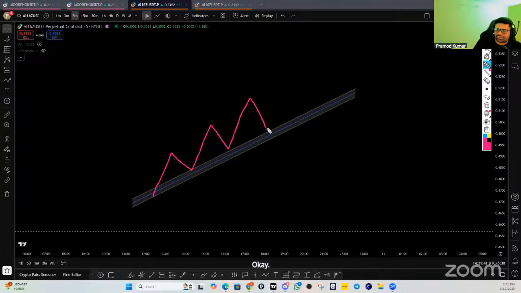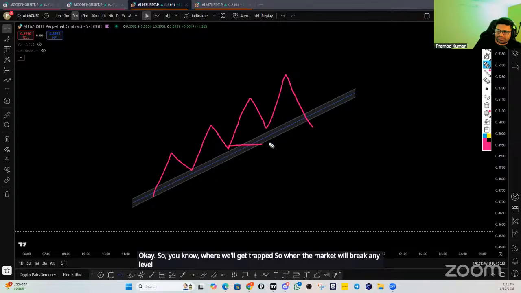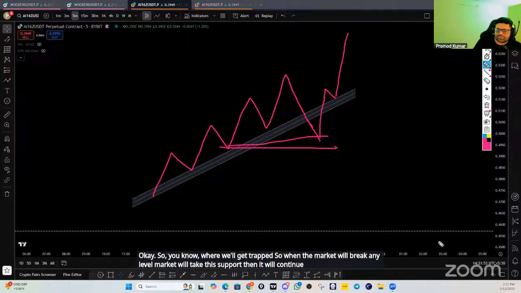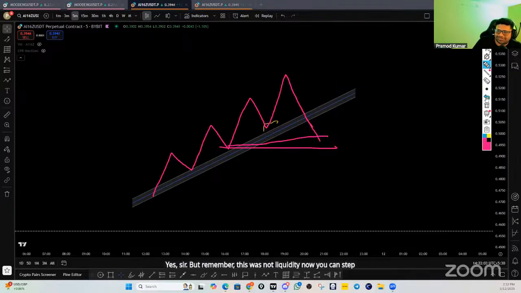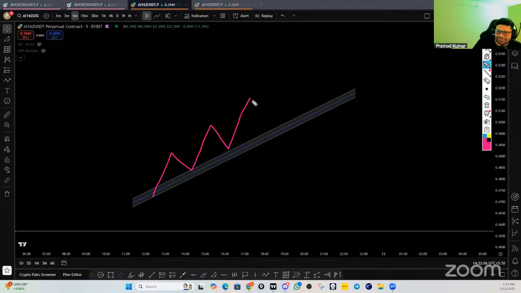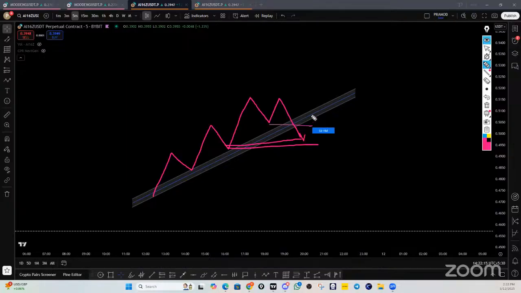So you know where we'll get trapped. When the market breaks any level, the market will take this support, then it will continue. Now where was the liquidity here? Yes, sir. But remember, this was not the liquidity. Now you will understand. When the market dropped here, it didn't create a high, it just came down. Now tell me where is the liquidity, sir?